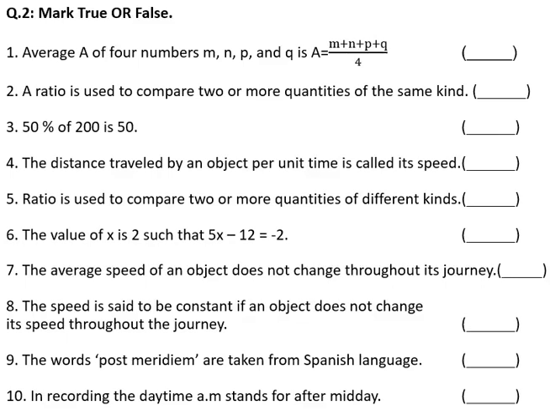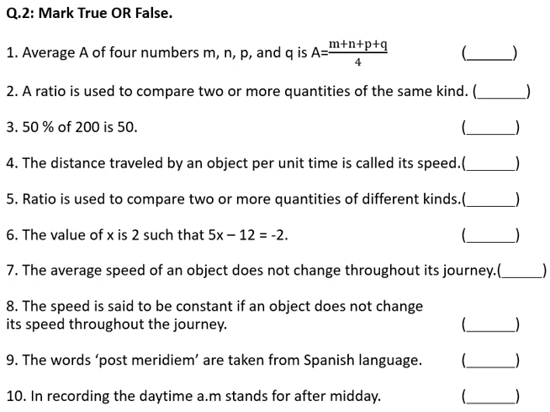Assalamu alaikum students. This is question 2 from your test, that is, mark true or false. These statements are written, you have to understand and mark whether they are true or false. So the first statement is: the average A of four numbers M, N, P and Q is A is equal to M plus N plus P plus Q divided by 4. Is this statement true or false?